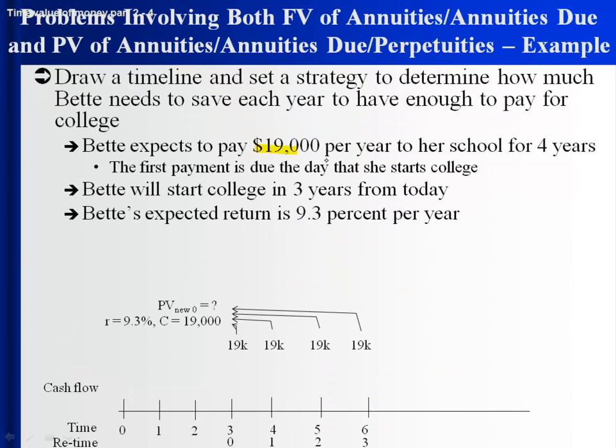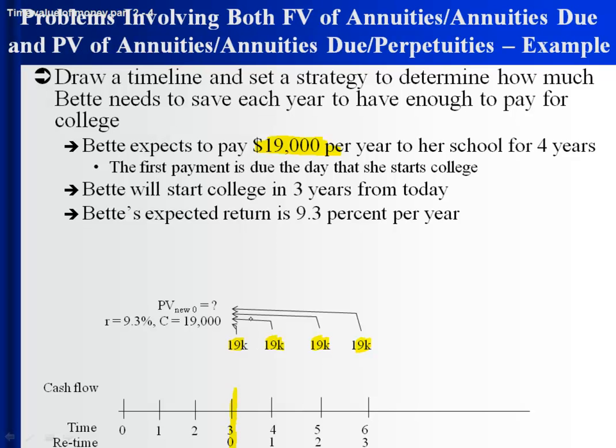Again, 19,000 per year. We represent it as positive because she's going to need to pay this, but in order to do that, she's going to need to withdraw the money from her account. So she needs that account to give her 19 in 3 years, 19 in 4 years, 19 in 5, 19 in 6. Our new time zero is time 3 because she's going to be saving for 3 years.